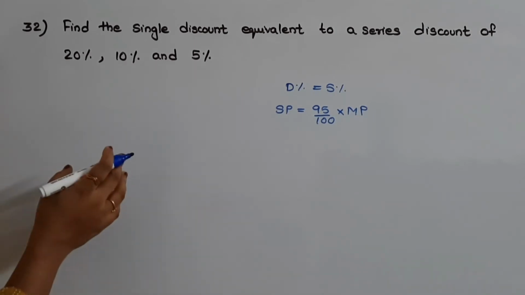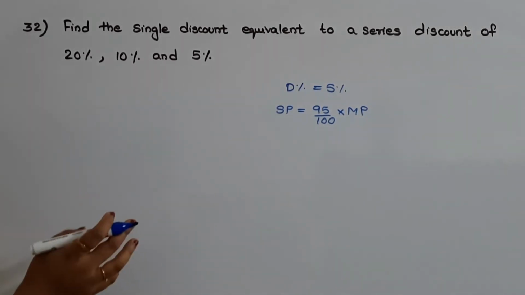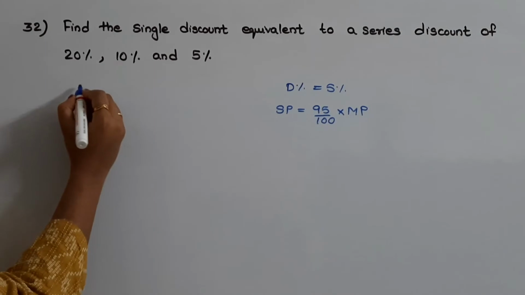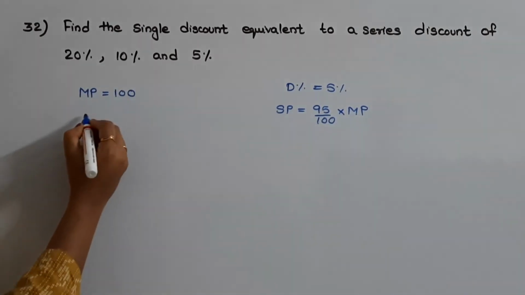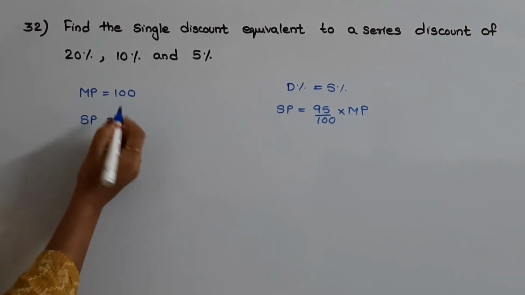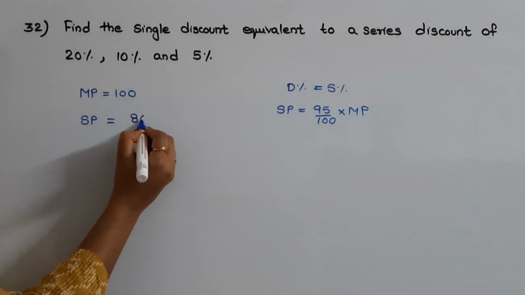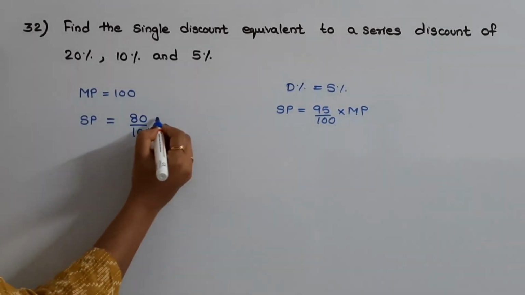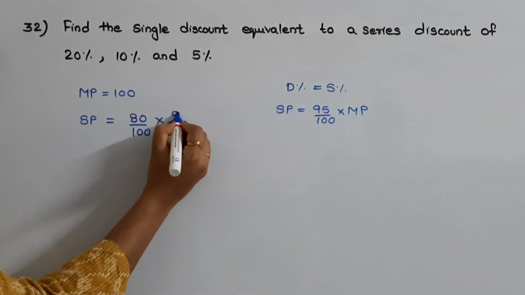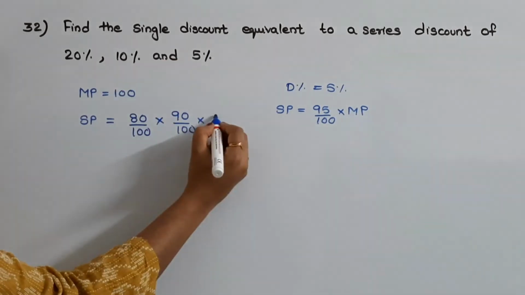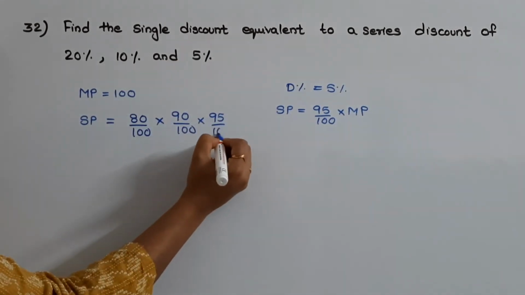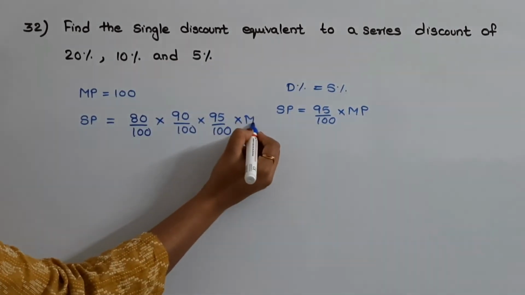Okay. Now in this question a series discount is given. So let us consider the mark price as 100. Then selling price will be equal to 20% means 80 by 100, into 10% means 90 by 100, and 5% means 95 by 100, into mark price.